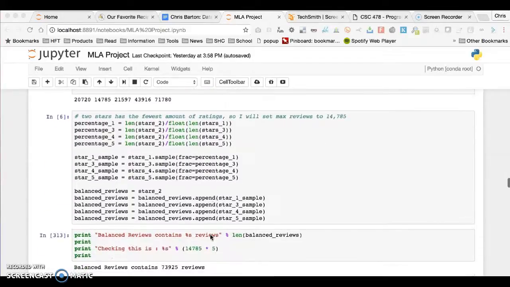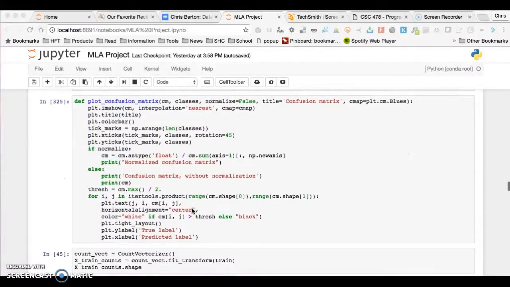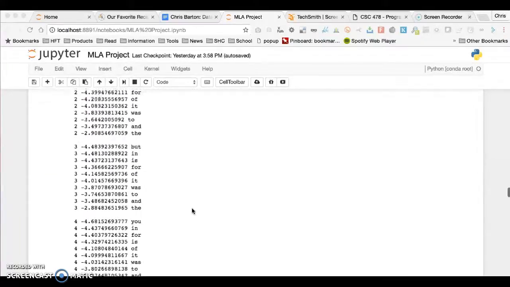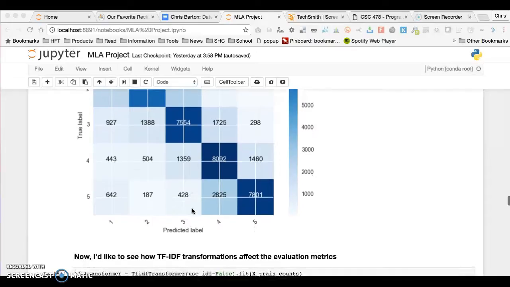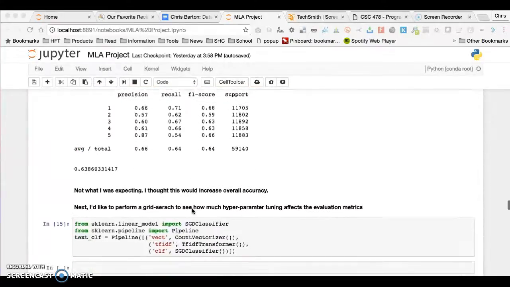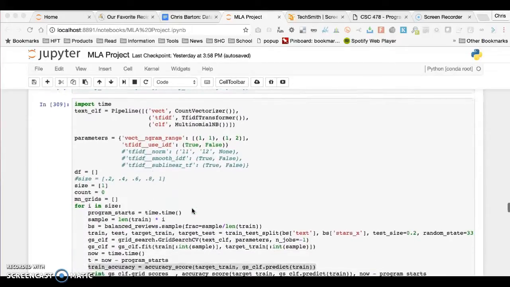So here I'm just preparing the data set, balancing it, checking everything, getting some of my graphical functions ready, and testing it on multinomial Bayes. And then a little bit lower is when I really get into the meat of the analysis, where I use scikit-learn's pipeline and grid search with various feature engineering techniques and parameter tunings.